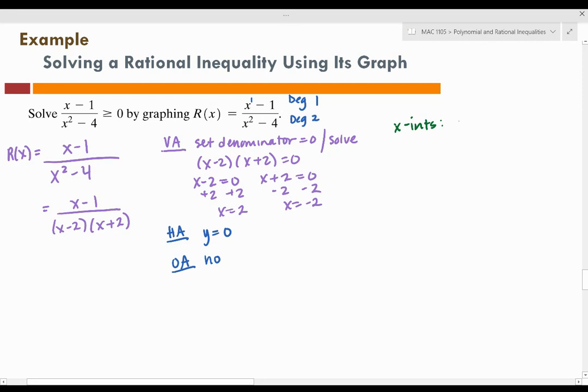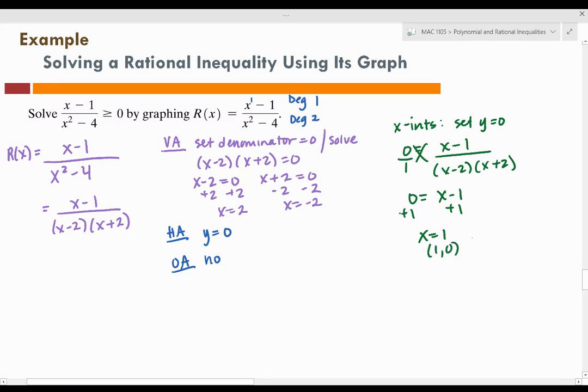To find x-intercepts, you set y equal to 0 and solve. So we have 0 equals (x minus 1) over (x minus 2)(x plus 2). I can put 0 over 1 and cross multiply to solve this. So 0 times the denominator is 0, and 1 times the numerator is x minus 1. Then I'm going to solve for x. So x equals 1, and my x-intercept is at (1, 0).